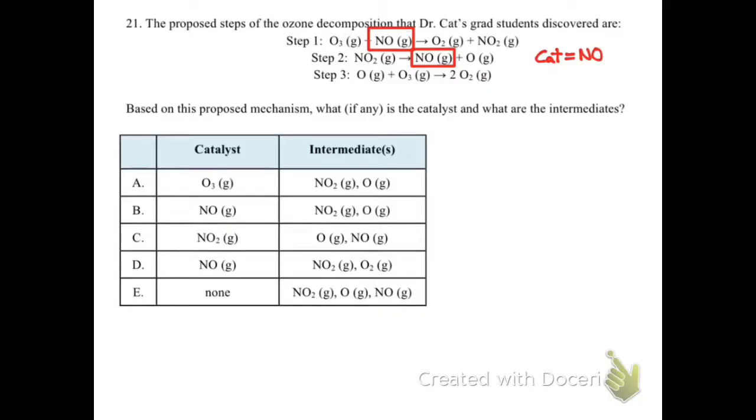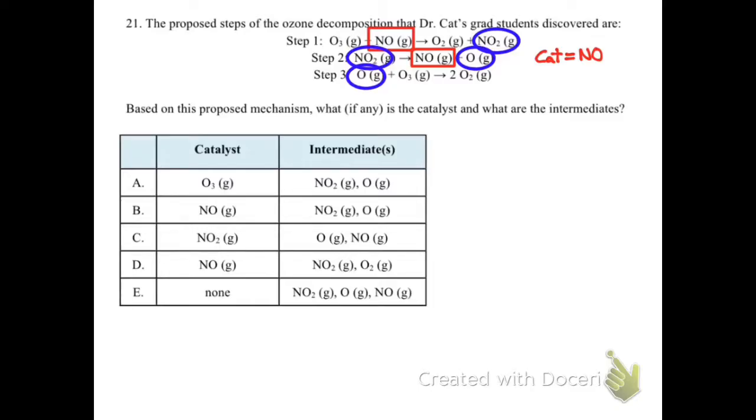Now, follow-up question, what are the intermediates of this particular reaction? So I'm going to circle the intermediates. All right, so NO2, you'll notice, is produced in this step, and then it's used in a subsequent step. So that's an example of an intermediate because it's there for an intermediate amount of time, then it's used up again. Also notice atomic oxygen. It's produced in this step and then used in step 3. Okay, and I think that about covers it.